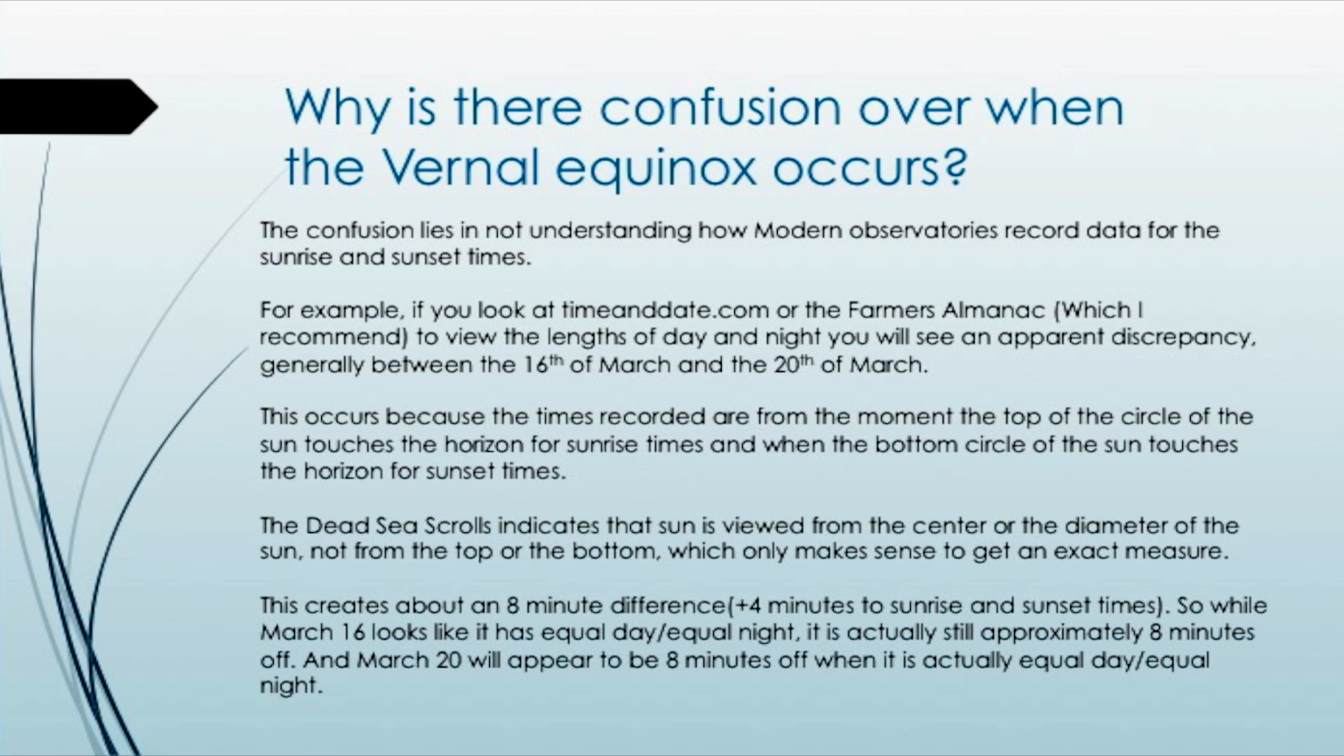This occurs because the times recorded are from the moment the top of the circle of the sun touches the horizon for the sunrise time, and when the bottom circle of the sun touches the horizon for the sunset time. The Dead Sea Scrolls indicate that the sun is viewed from the center, or the diameter of the sun, on the horizon, not from the top or from the bottom, which only makes sense if you want to get an exact measurement. This creates about an 8-minute difference, plus 4 minutes to sunrise and sunset times.